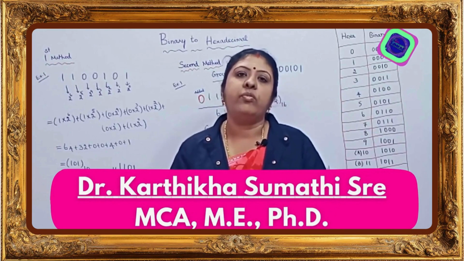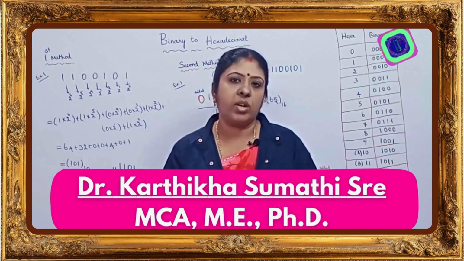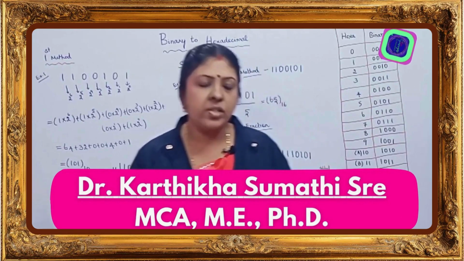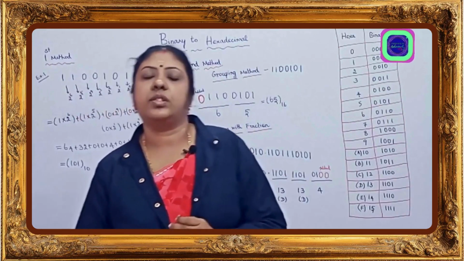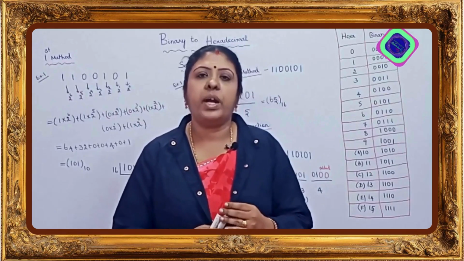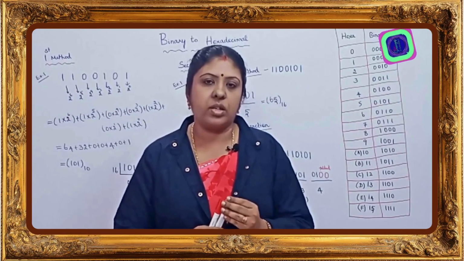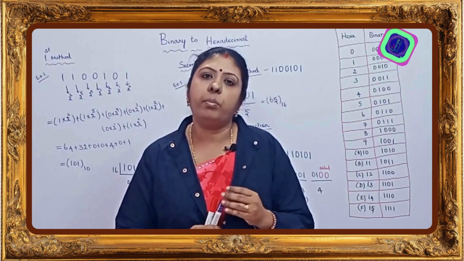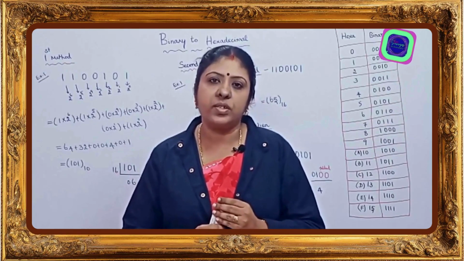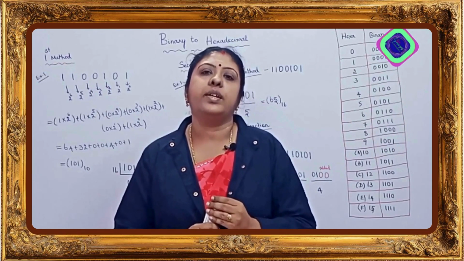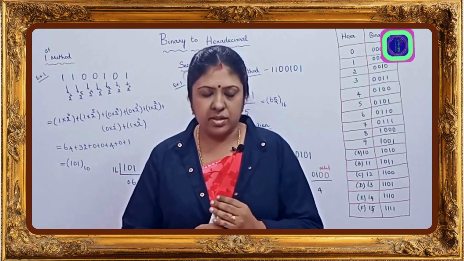In today's video, we had already been discussing the number system conversion. In this series, in today's video, we are going to discuss the binary to hexadecimal conversion. We all know that the binary system consists of only zeros and ones and is a base 2 number system, whereas the hexadecimal system consists of digits from 0 to 15 and is a base 16 number system.